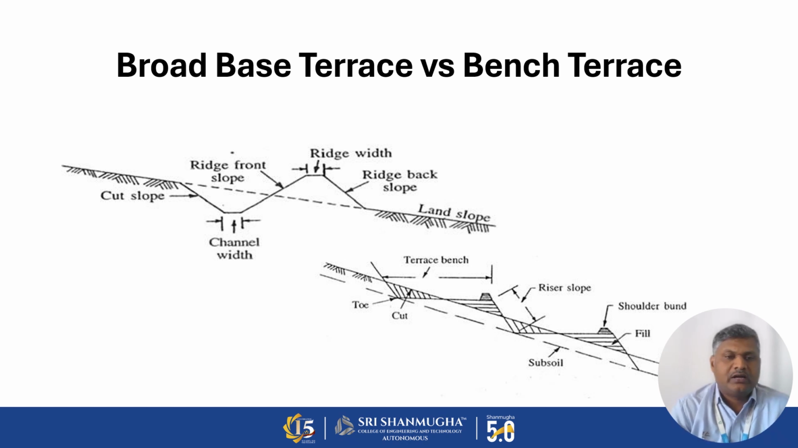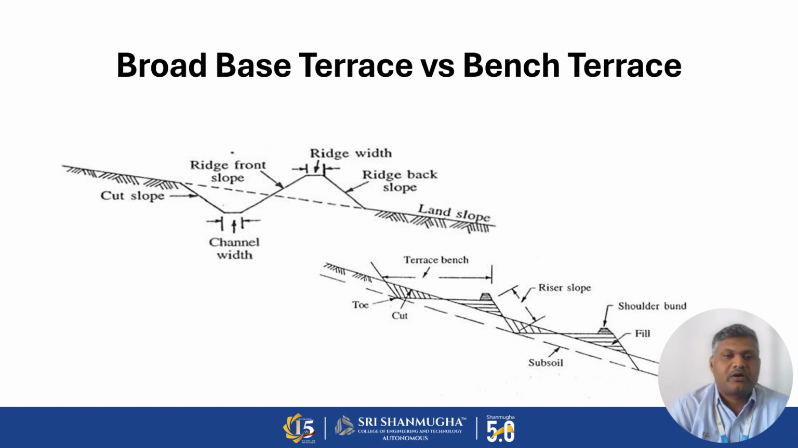Here we cut the soil and fill the soil. The cut soil will act as a channel or furrow, and the filled soil will act as ridges. On the ridges we can cultivate the crop. These ridges are formed with a ridge back slope. So when the land slope increases, the cut slope, cut soil and filled soil conserve the soil and reduce the runoff velocity. This occurs in both broad-based terraces and bench terraces.